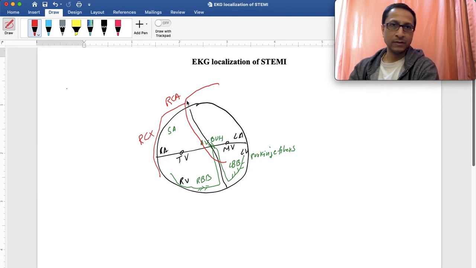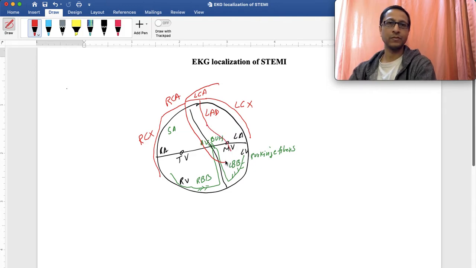And then on the left side we have the left coronary artery, which continues on the lateral surface, and this is the left circumflex, LCX. And then the left coronary artery gives rise to the left anterior descending as well, which goes all the way down over here.